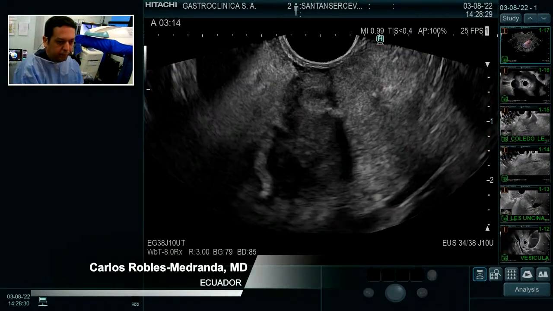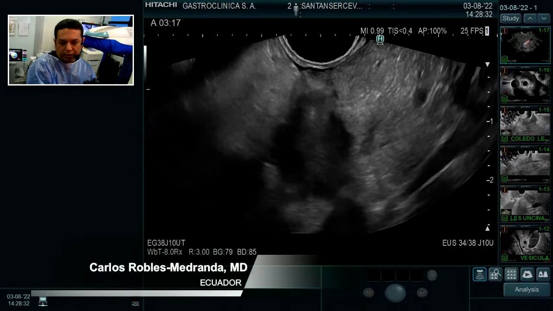So now I will use a needle to have a histology of this lesion.